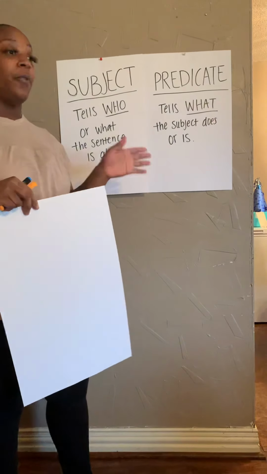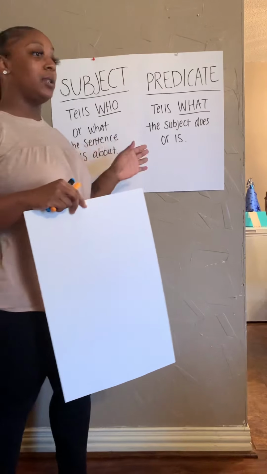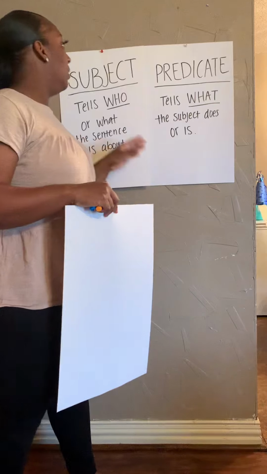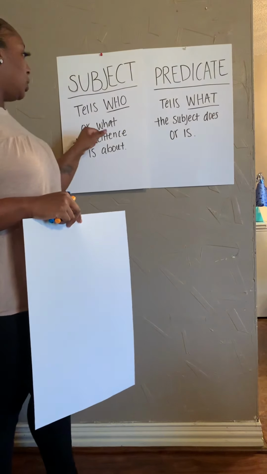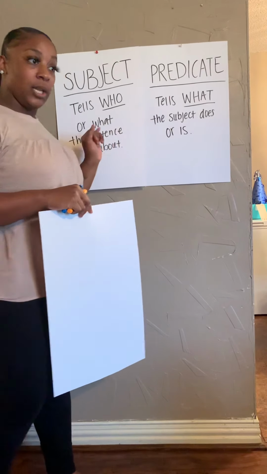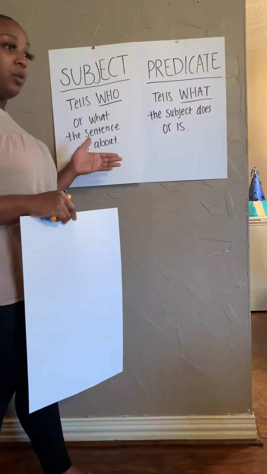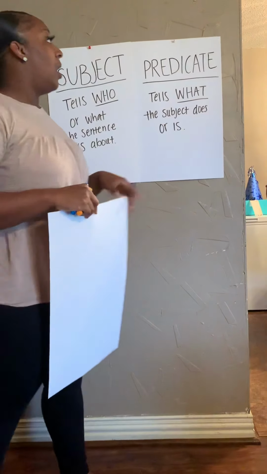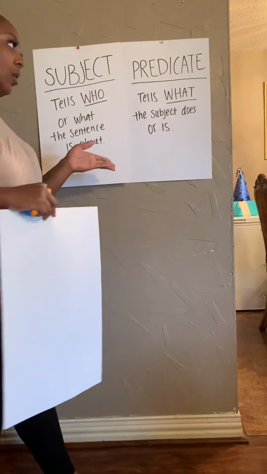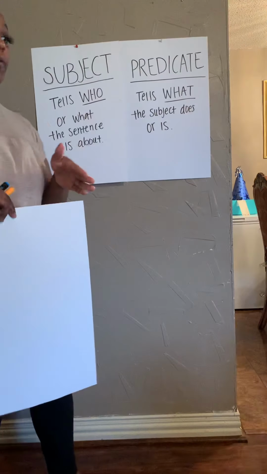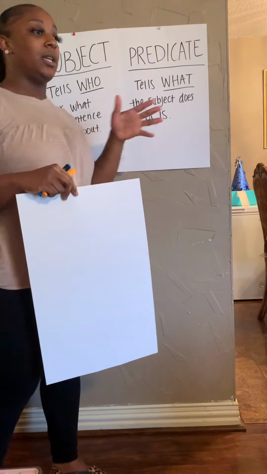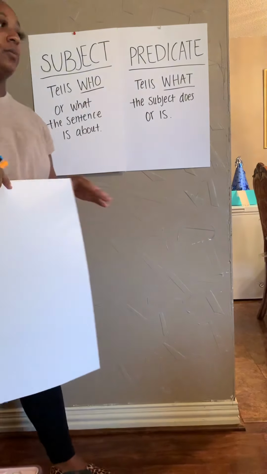Before we get started on our examples, we're going to learn what a subject is and what a predicate is. The subject tells who or what the sentence is about. Whenever we're looking for the subject in a sentence, we ask ourselves, who is the sentence talking about? The predicate tells us what the subject does or what it is. Whenever we're looking for our predicate, we ask ourselves, what is the action that the subject is doing?